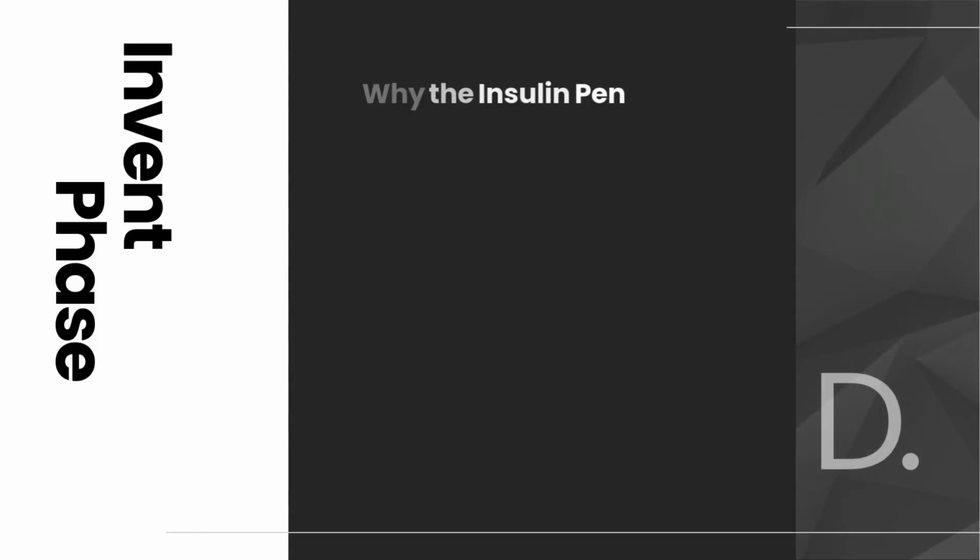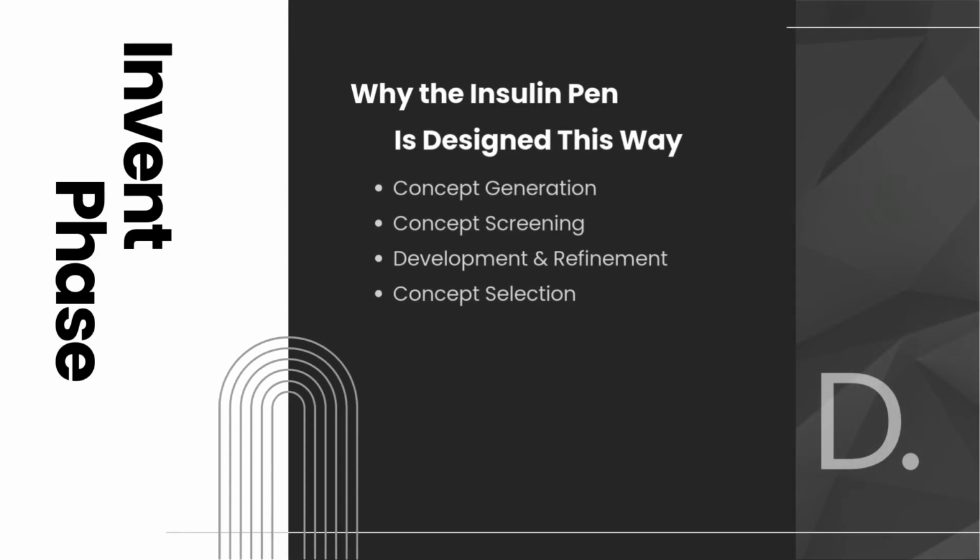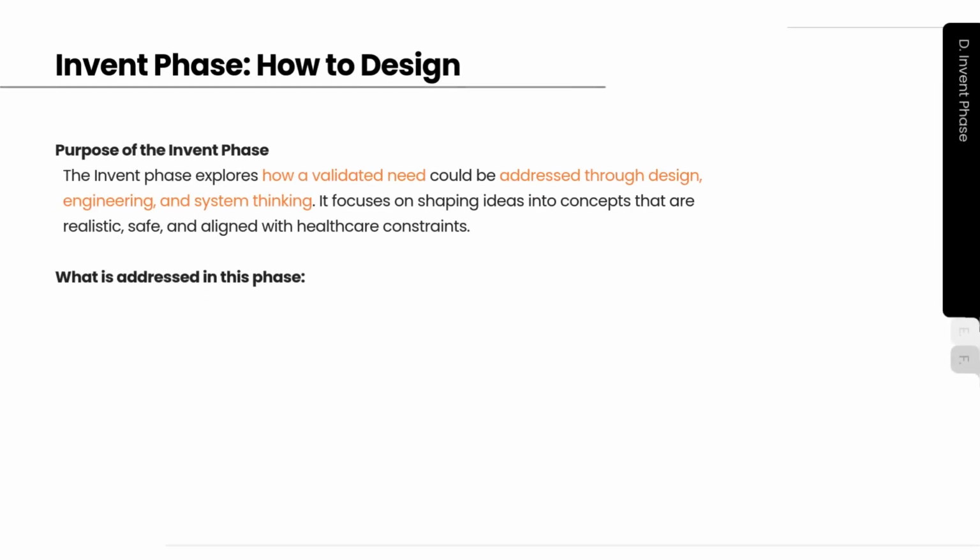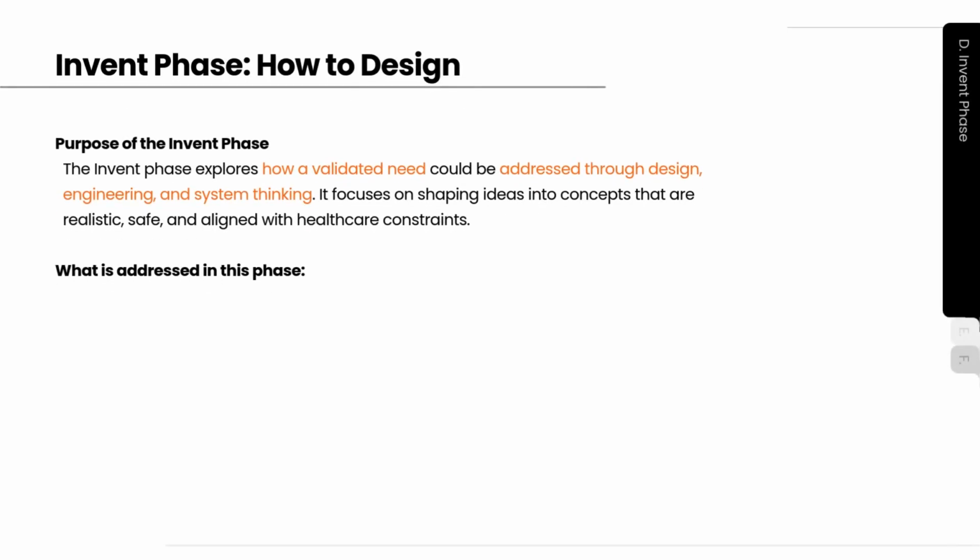Going on to the invent phase. Here it's about how a concept becomes a medical product that validates the user needs. Once a need is clearly defined, Biodesign moves into the invent phase, where the question becomes how that validated need can be addressed through design, engineering, and system thinking.